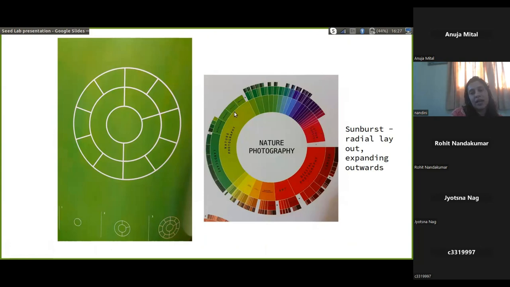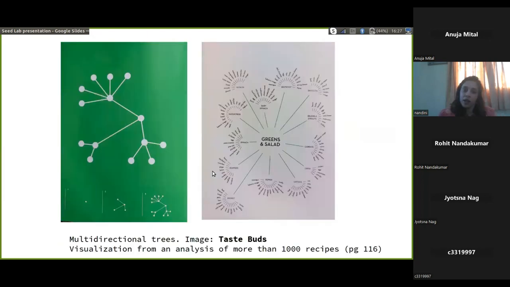So this is an example of nature photography and the different kinds of nature photography and the sub branches that come out from those different kinds of nature photographies. Can we think of how we come together in our work as multi-directional trees?